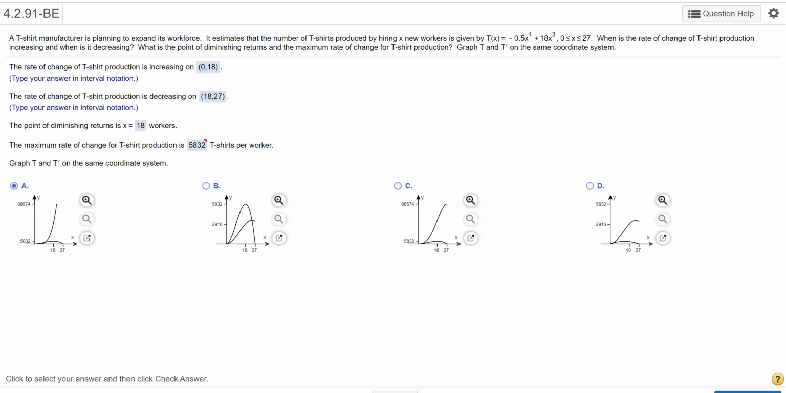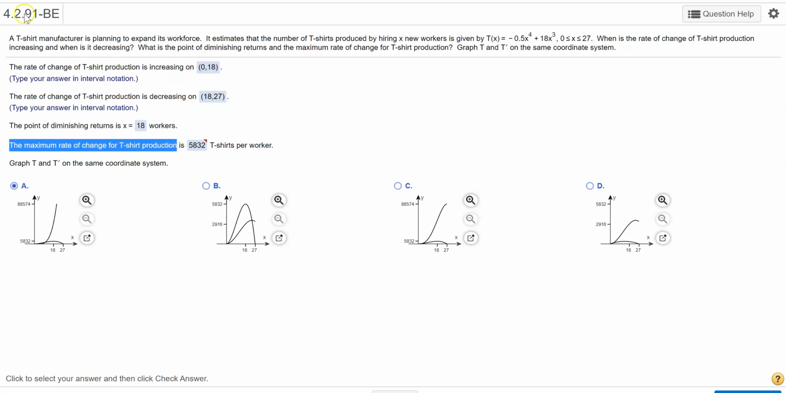This is question number 16 from the 4.1 and 4.2 MyLab math homework that included the idea of the point of diminishing returns. Now, a student emailed me to ask about this question, so I'm going to focus in on this part right here. How do we find the maximum rate of change of t-shirt production? Okay, but first let's read the problem and talk about the overview, the big ideas leading up to this question.